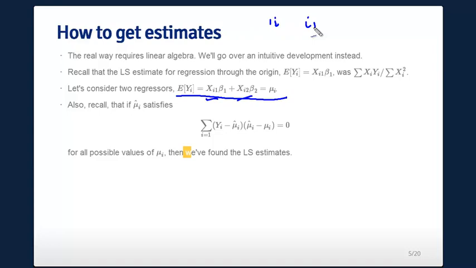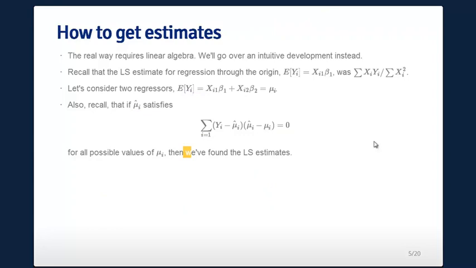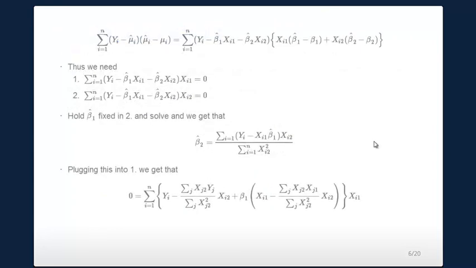So remember, going back to our regression estimates, when we developed least squares, if mu_i hat, where mu_i hat was equal to x_i1 beta 1 hat plus x_i2 beta 2 hat, satisfied that equation for all possible values of mu_i, then we found the least squares estimates. That's why we did it that way when we did linear regression, so that we could just use the same equation here. Okay, so there's our equation.